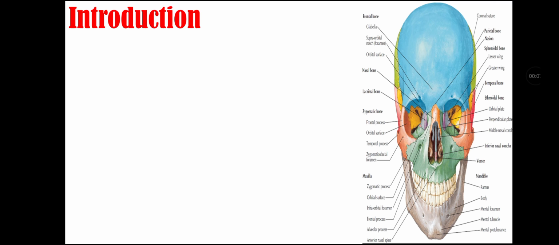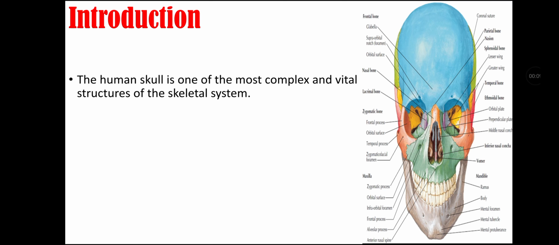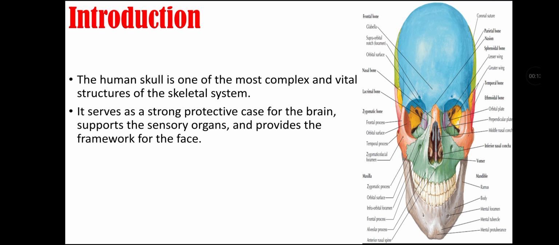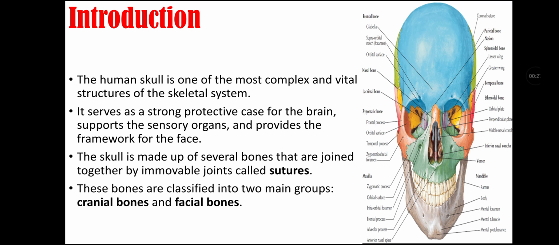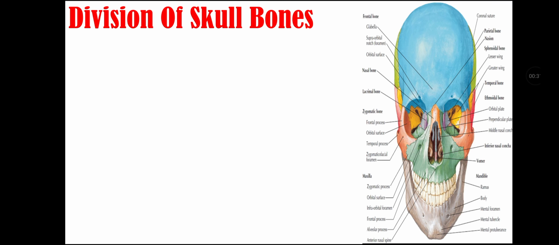So let's start our topic with introduction. Human skull is one of the most complex and vital structures of skeletal system. It serves as a strong protective case for the brain, supports the sensory organs and provides the framework for the face. Skull is made up of several bones that are joined together by immovable joints that are called sutures. These bones are classified into two main groups, cranial bones and facial bones.